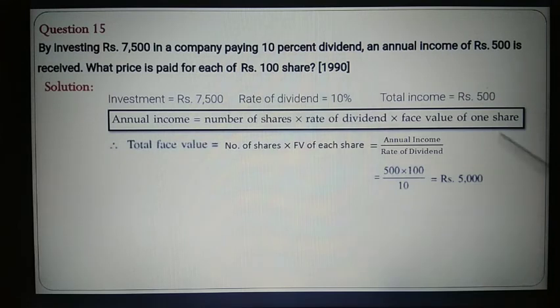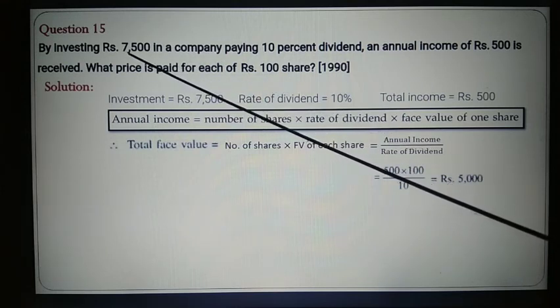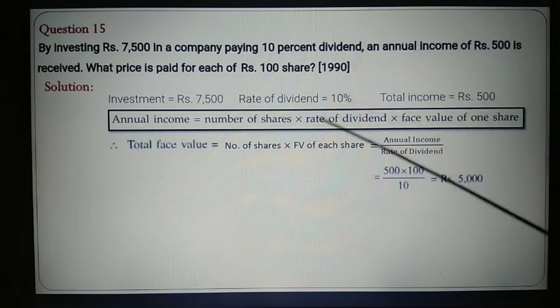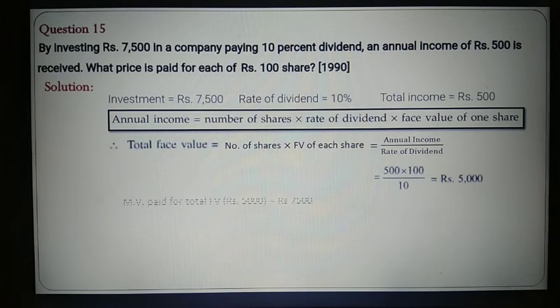Now for rupees 5,000, this is your face value, you are paying how much as the market value? I hope you are understanding. Total face value is this much, and your total investment is this much. That means the market value paid for total face value, that is rupees 5,000, is rupees 7,500. So basically we are making use of the unitary method here, because we are not interested in rupees 5,000 face value. We are interested in rupees 100 as the face value.